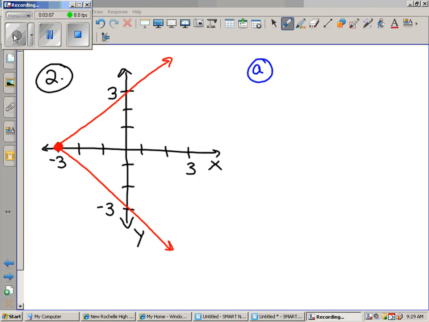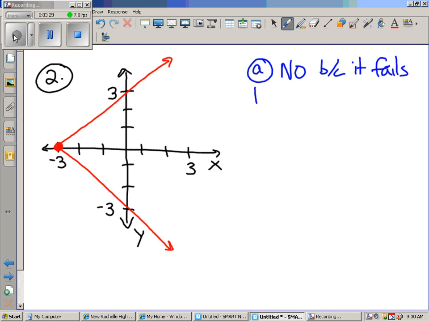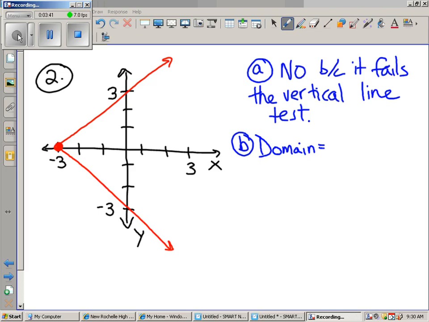Okay, so let's talk for a minute. What do you think? Is this graph a function, yes or no? No, it's not a function. Very nice. And if you had to justify your answer, what would you say the reason is why it is not a function? Skolnick? Yeah, no, because it fails the vertical line test. Perfect.